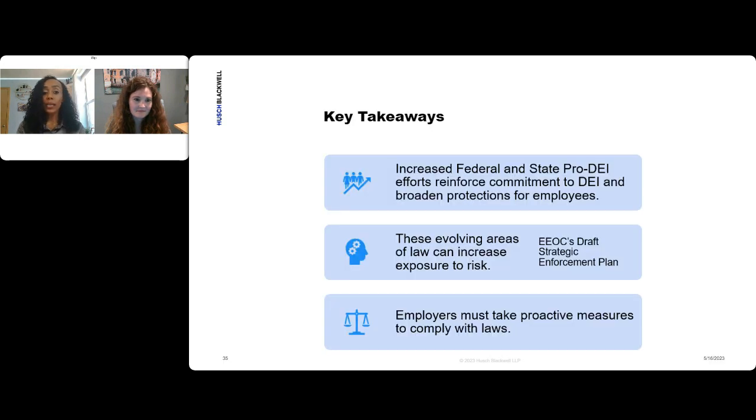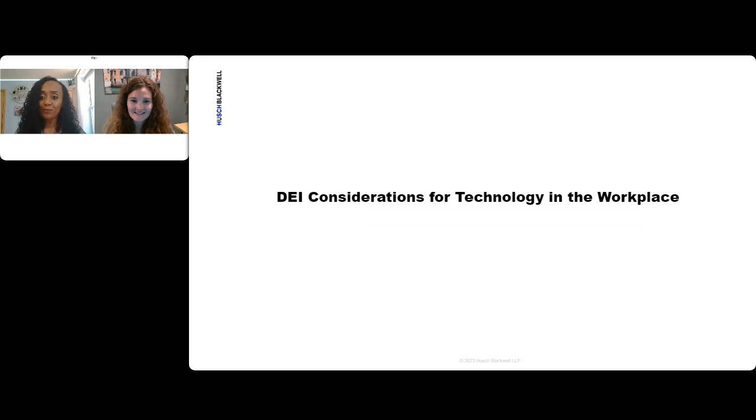So while anti-DEI legislation can create a climate that undermines diversity, equity, and inclusion in the workplace, anti-DEI legislation does not fundamentally alter an employer's obligation to comply with anti-discrimination laws. Employers can navigate diversity and inclusion efforts in the face of conflicting state and federal laws by staying informed, seeking legal guidance, and taking practical steps to create a culture of inclusion. So Sarah will now be discussing DEI considerations for technology in the workplace.